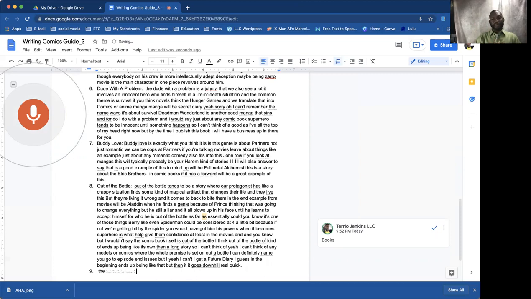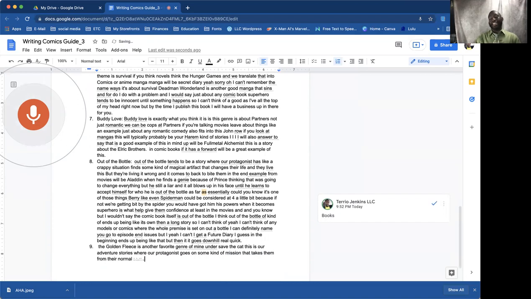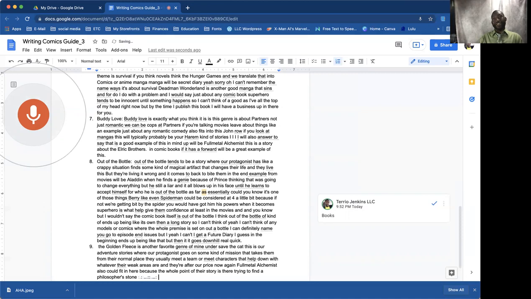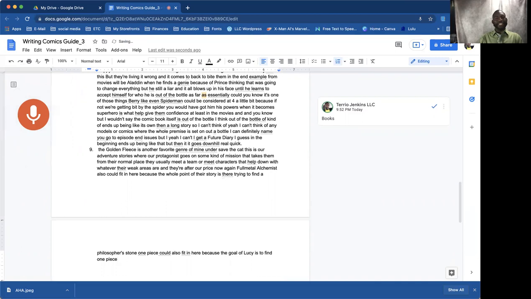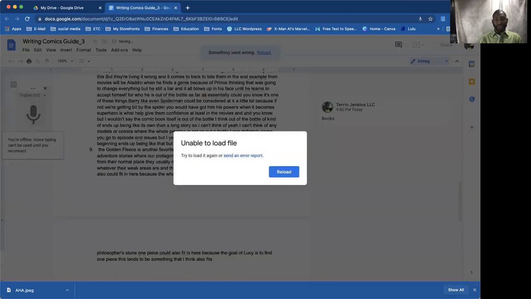The Golden Fleece is another favorite genre of mine under Save the Cat. This is our adventure stories where our protagonist goes on some kind of mission that takes them from their normal place. They usually meet a team or meet characters that help them with whatever their weak areas are, and they're after a prize. Now, again, Fullmetal Alchemist also could fit in here because the whole point of their story is they're trying to find a philosopher's stone. One Piece could also fit in here because the goal of Luffy is to find One Piece. This tends to be something that I think also fits multiple stories.